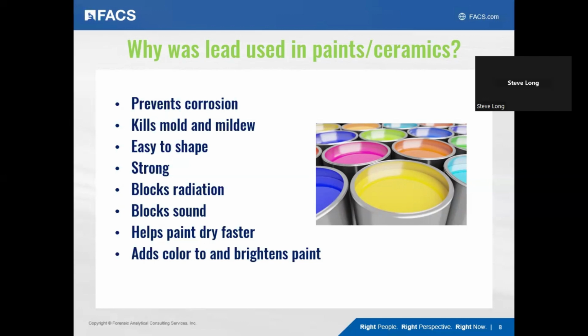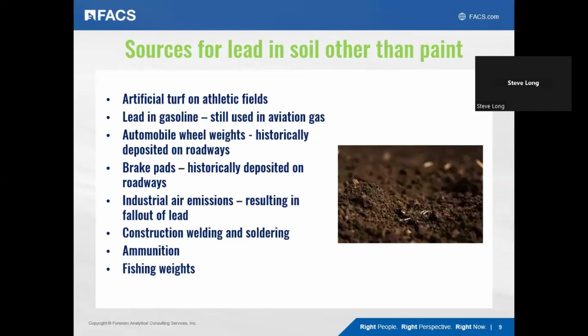In its elemental form, it's easy to shape. So think fishing sinkers. It's strong. It blocks radiation in a medical application where you're taking x-rays. It blocks sound due to its density. And again, in paint, it helps the paint to dry faster and also adds color and brightness to the paint and helps it sustain that over time.